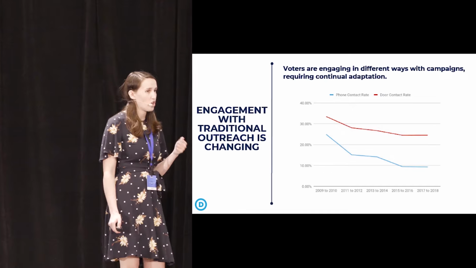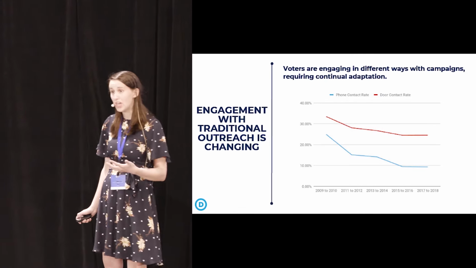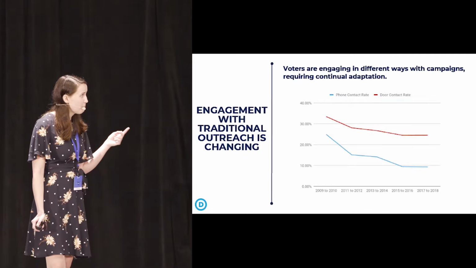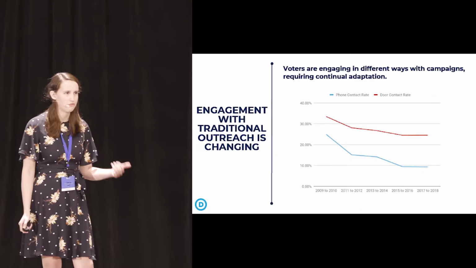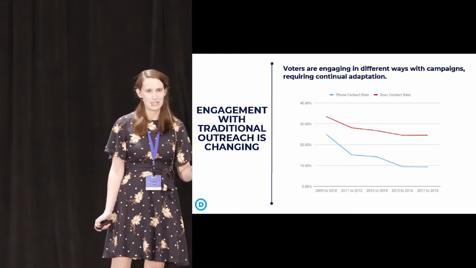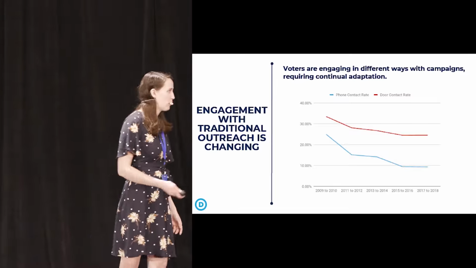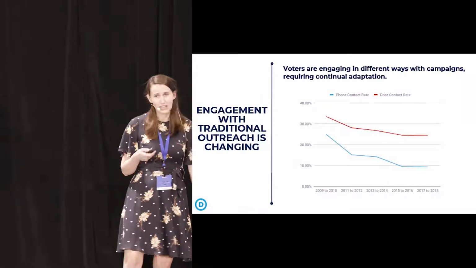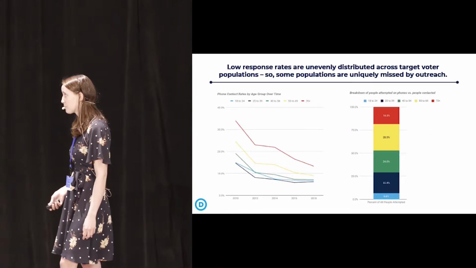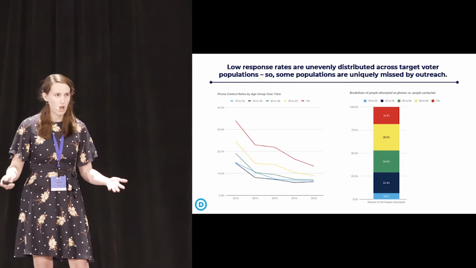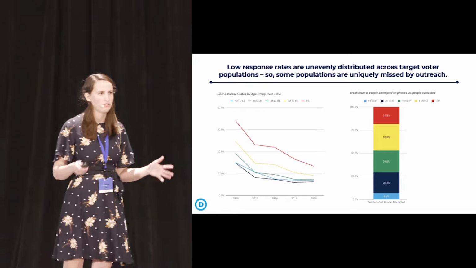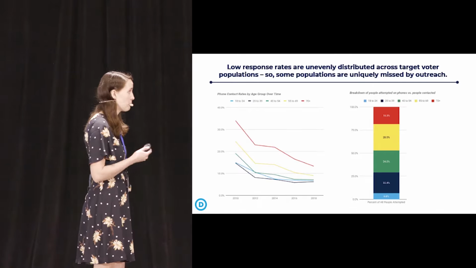Specifically, the ways that voters are engaging with political campaigns is changing in ways that are making traditional forms of outreach less effective. Specifically, if you look at how likely a voter is to answer the phone when a political campaign calls them, that number has been cut in half between 2010 and 2018. Voters are significantly less likely to answer when they're called. They're also less likely to answer a knock on their door or in other ways engage with traditional campaign outreach. This is a problem because it makes voters on the whole harder to reach, but also because these effects are not distributed uniformly across all of the people that campaigns are trying to target.